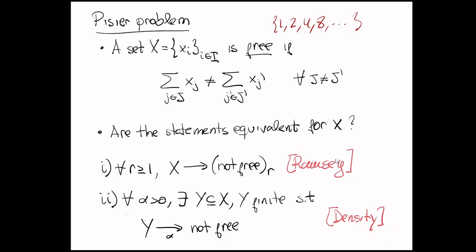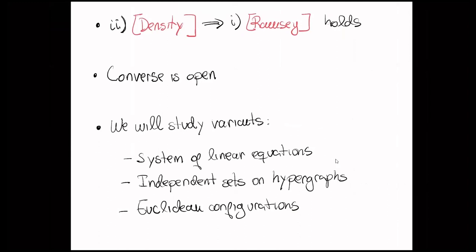I'm lying a little bit. He actually formulated the negation of both of these sentences, but it's the same. I wanted to say Ramsey and density, so I put it this way. Density implies Ramsey, but the converse is an open problem. It's a famous open problem in some sense, but we were not able to solve it, so that's not the goal of today.